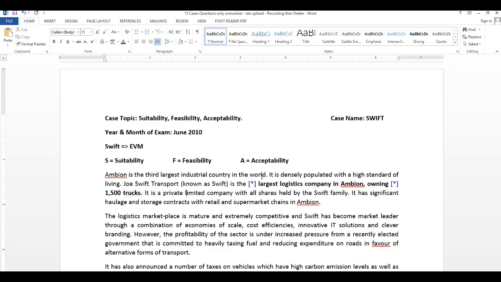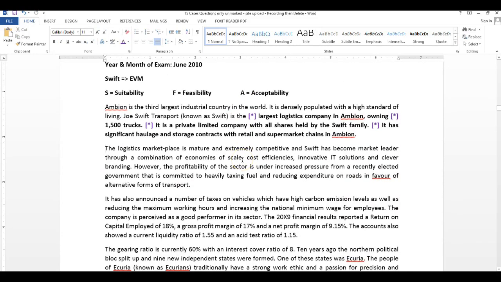It is a private limited company with all shares held by the Swift family. So there are no outside shareholders there. It's a private company and all shares are with the family, so they don't need to consult any external shareholder. It has significant haulage and storage contracts with retail and supermarket chains in Ambion. So they have a large number of contracts in the country. They are a predominant player there, and they have a lot of contracts also.